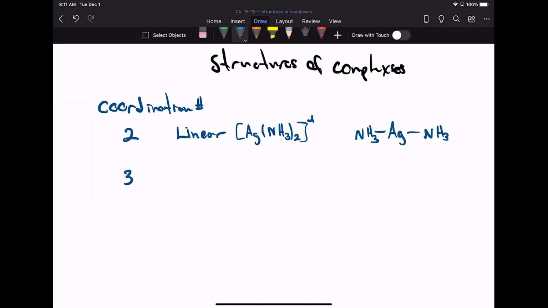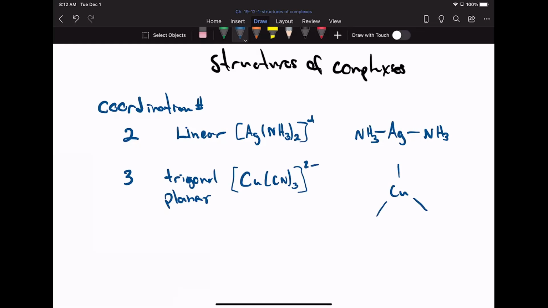Coordination number of 3, we're going to have something that we call trigonal planar. Something that's trigonal planar is a very flat structure, right? How about, what is this, copper cyanide? We'd have copper in the middle, and then these are all going to be 120 degrees apart, but it is a very flat structure. We'll put some cyanide.